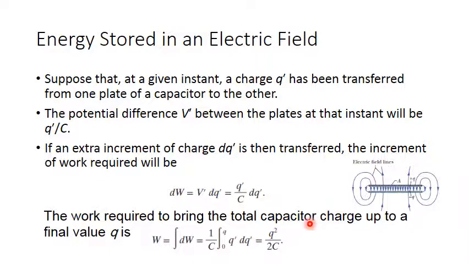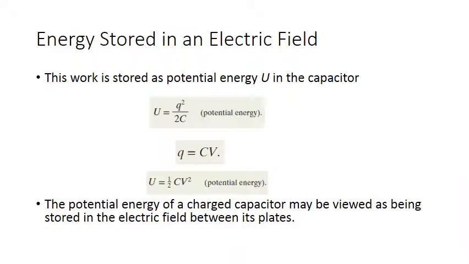Now, we can replace Q by CV. So, in this case, if we set that Q equals CV, the total stored energy in the capacitor would be CV squared over 2C. It will be half C multiplied by V squared. So this work is stored potential energy in the capacitor, U equals Q squared over 2C, and since Q equals CV, the total stored energy in the capacitor would equal half CV squared.